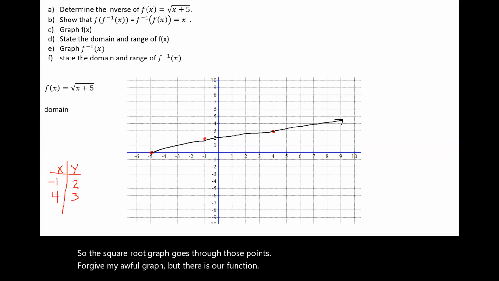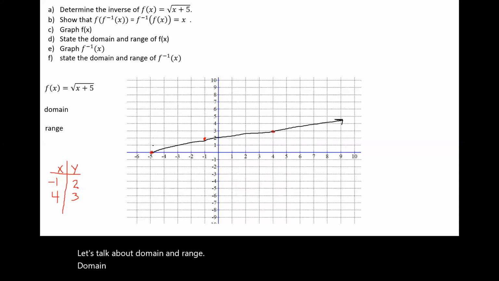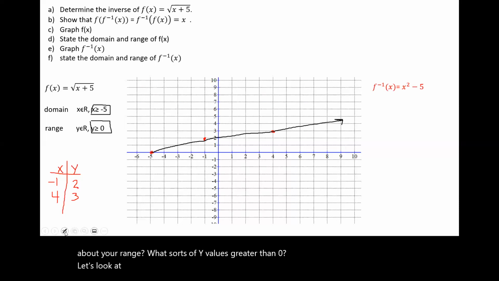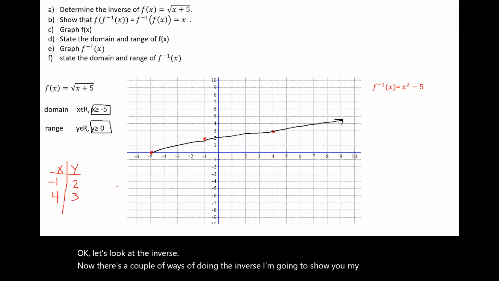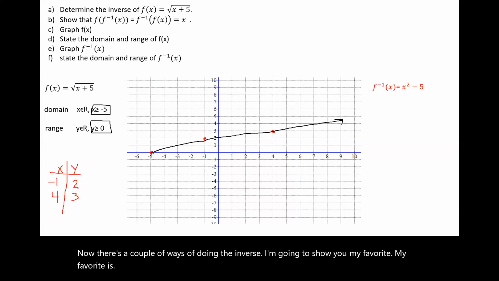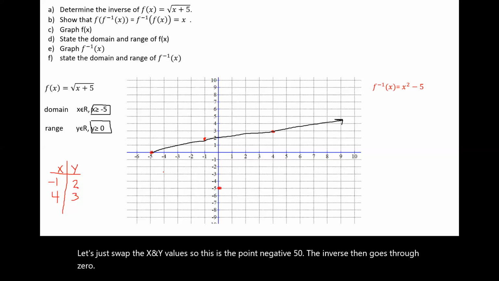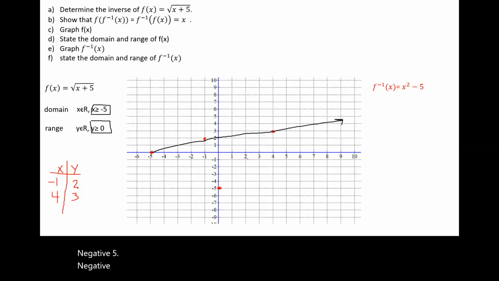Let's talk about domain and range. Domain of this one starts at negative 5, so we're greater than or equal to negative 5. What about your range? What sorts of y values? Greater than 0. Okay, let's look at the inverse. Now there's a couple of ways of doing the inverse. I'm going to show you my favorite. My favorite is, let's just swap the x and y values. So this is the point negative 5, 0. The inverse then goes through 0, negative 5. Negative 1, 2, the inverse would be 2, negative 1. 4, 3, the inverse would be 3, 4.